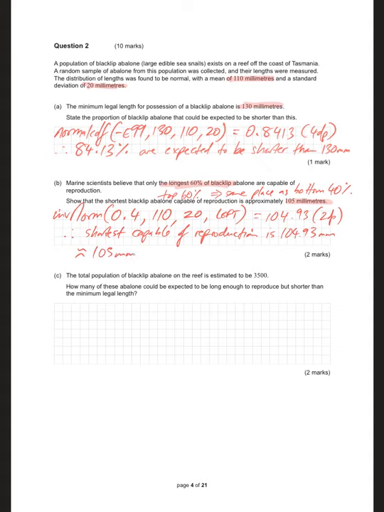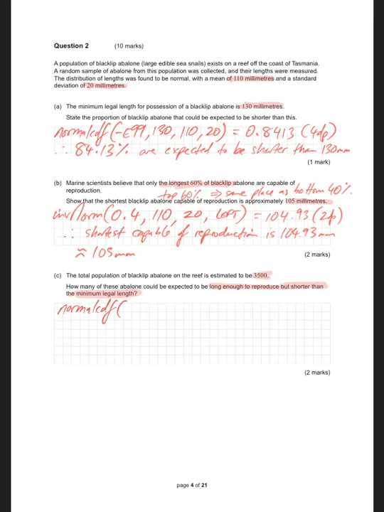The total population of black-lipped abalone in the reef is estimated to be 3,500. You're being given a number here, so you're probably going to work out how many abalone in a certain range. How many of these abalone could be expected to be long enough to reproduce, but shorter than the minimum legal length? So we've gotten these numbers in the previous parts of the question to answer this one. We're finding how many, but I need the proportion to start off with. So this is a normal CDF question.